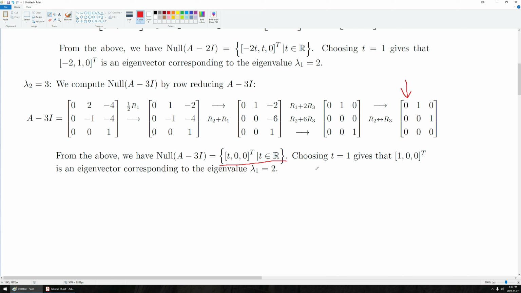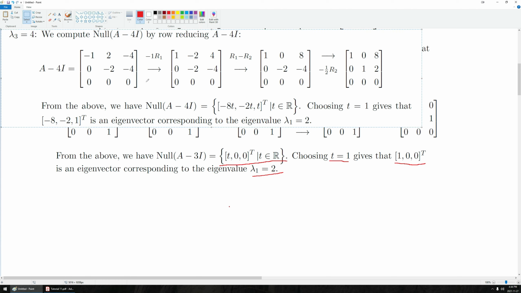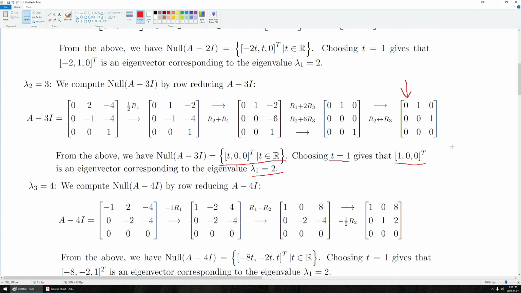Again, I have my choice for a value of t to pick out a particular eigenvector, and I'm just going to pick t is equal to 1, and this gives me this eigenvector here for this eigenvalue. Okay, so now I have to do this yet one more time for the eigenvalue lambda 3 is equal to 4. So doing this, here's my work.